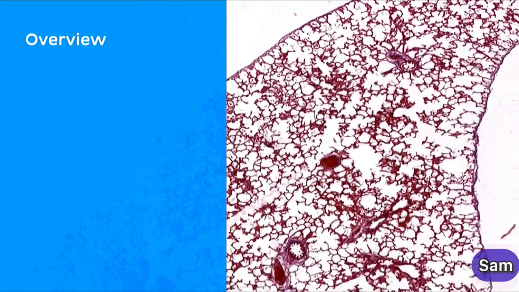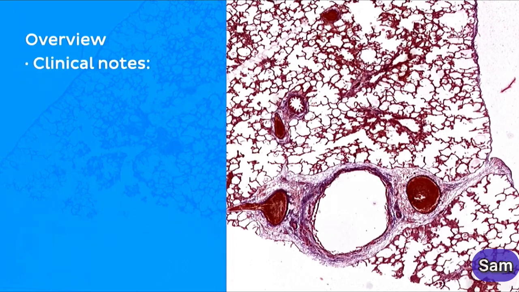With regards to clinical notes, we'll talk about a common disease of the lower respiratory tract known as asthma. And finally, we'll summarize the key points of this lecture. So let's start with the basics.